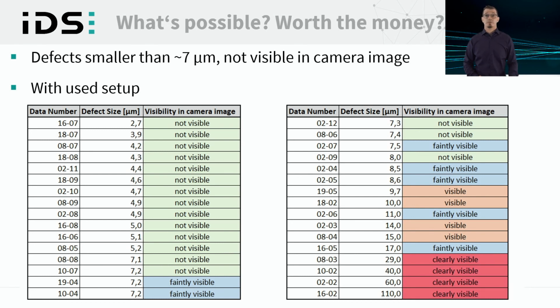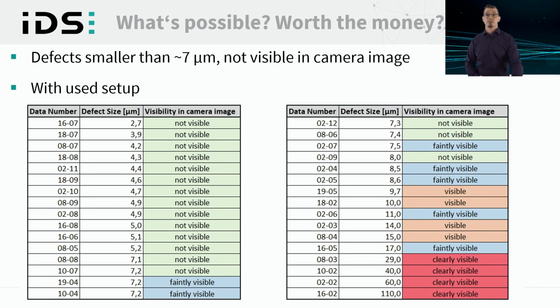Most defects up to approximately 7 micrometers, plus or minus several micrometers, are not visible with the test setup we used. Larger than 7 micrometers, these defects slowly become visible until they are very clear above a certain size.